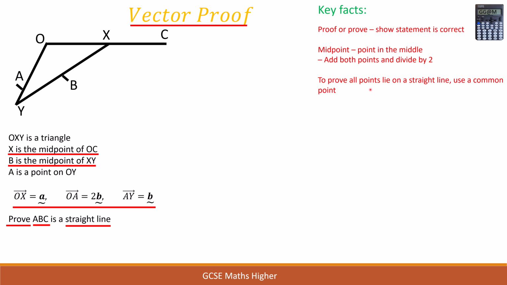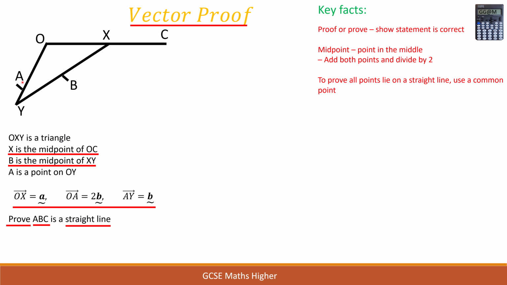To prove all points lie on a straight line, you need to use a common point. The common point could be the point A, the point B, or the point C, and I'm going to use A as my common point. So I'm going to look at the distance from A to B, and then I'm also going to look at the distance from A to C. We have to include a common point when proving this is a straight line, because if I looked at the distance from A to B and the distance from B to C, and you get that they're a multiple of each other, then it just shows that they're parallel to each other. It doesn't show they're exactly the same straight line.